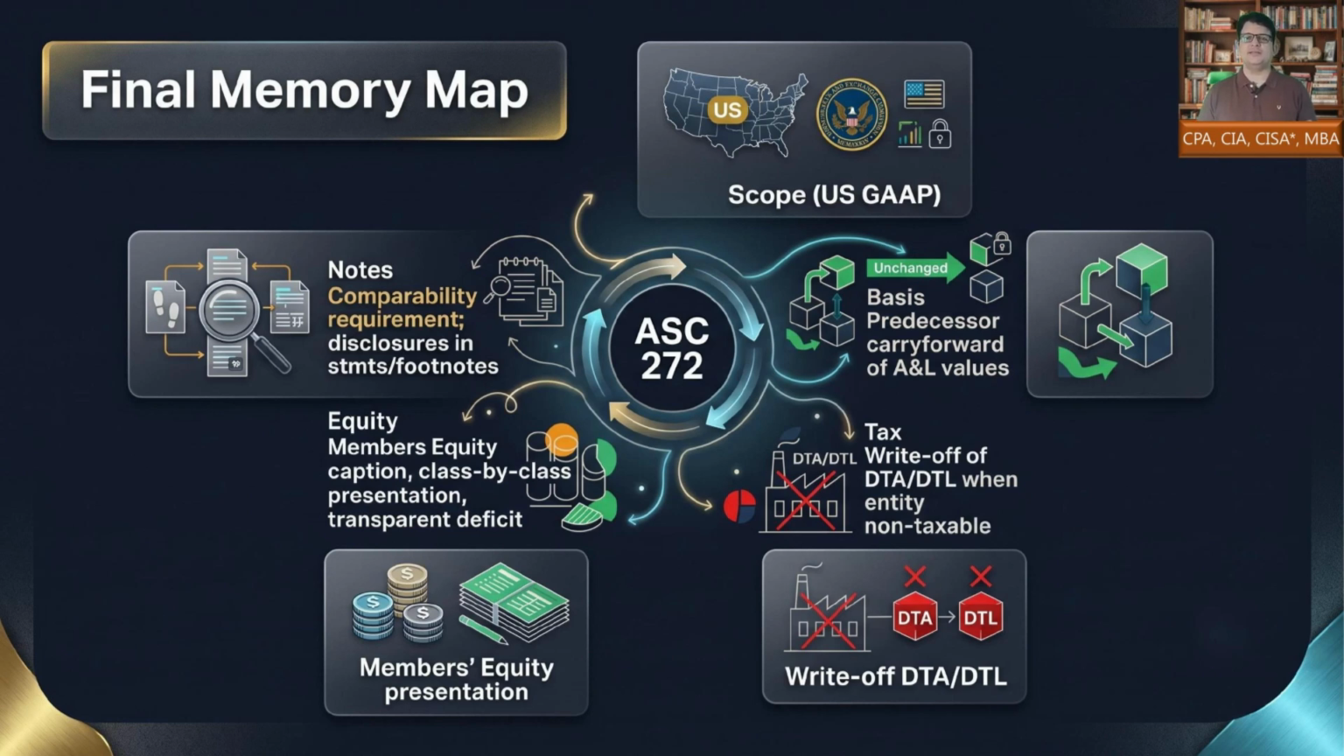ASC 272 is complete, and the next ASC topic should begin with its own source check and proportionate roadmap.